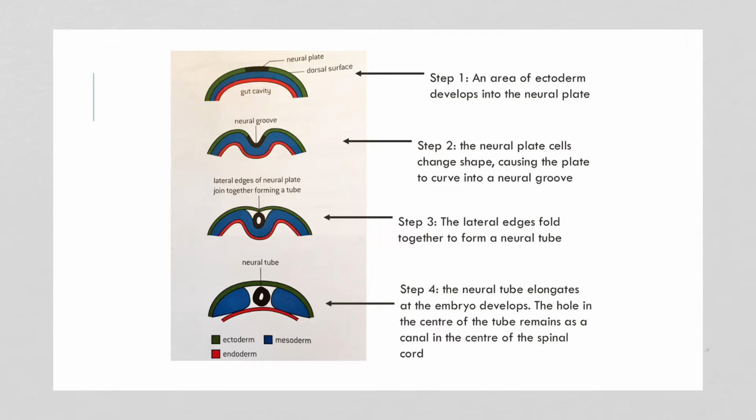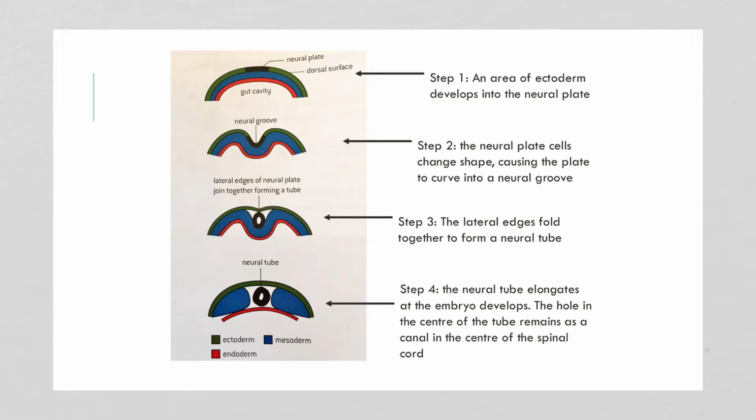So the first step that happens is an area of the ectoderm, so right here, develops into what's called the neural plate. That neural plate, the cells change shape, and the plate will start to curve inwards into a groove. And then the next step will be the lateral edges fold together, so the two edges right here and here will fold together to form a neural tube. So this is going to give rise to our spinal cord. And then you can see that the ectoderm then closes over that again.